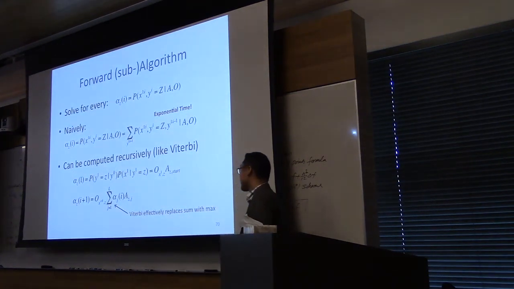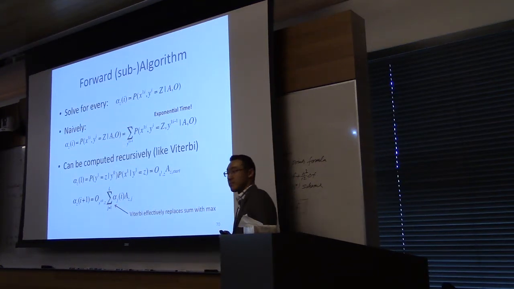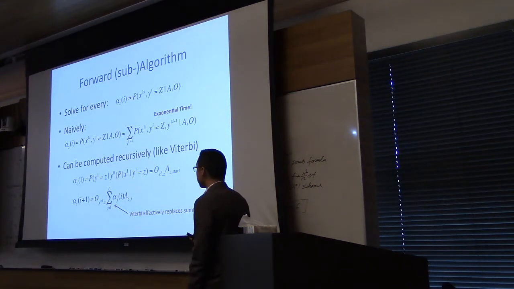The main difference between Viterbi is that Viterbi does a maximization step here, and the forward algorithm does a summation step. That is the main difference. Because the Viterbi algorithm is interested in the most likely sequence, and the forward algorithm is interested in computing the total probability of observing any sequence that ends with the ith token being z.